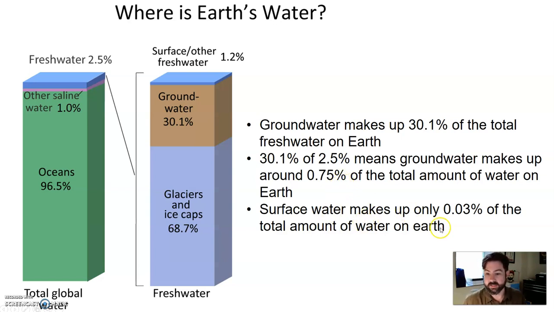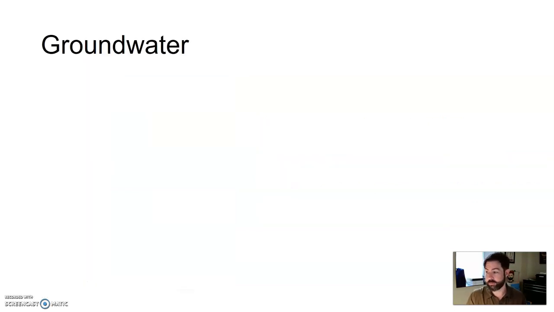And the surface water takes up only about 0.03% of the total amount of water on Earth once you do all the mathematics. So there's way more groundwater than surface water. 25 times more, in fact, groundwater than there is surface water. So that's why we're going to utilize it and rely on it so much more.